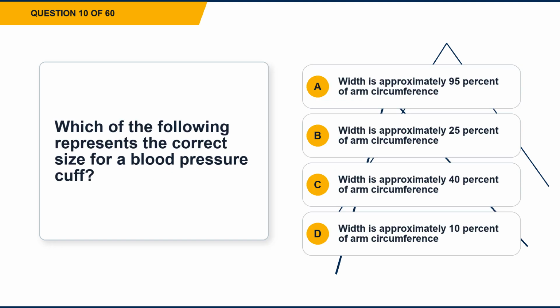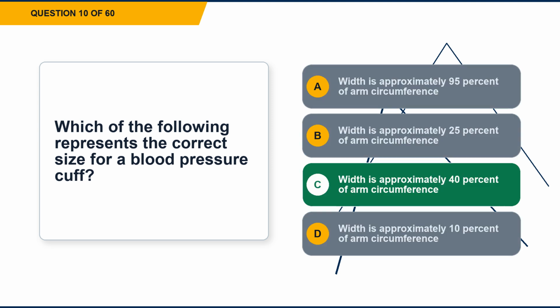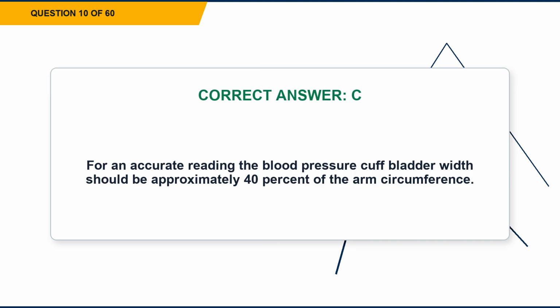Question 10. Which of the following represents the correct size for a blood pressure cuff? Option A, width is approximately 95% of arm circumference. Option B, width is approximately 25% of arm circumference. Option C, width is approximately 40% of arm circumference. Option D, width is approximately 10% of arm circumference. The correct answer is option C. Explanation: for an accurate reading, the blood pressure cuff bladder width should be approximately 40% of the arm circumference.